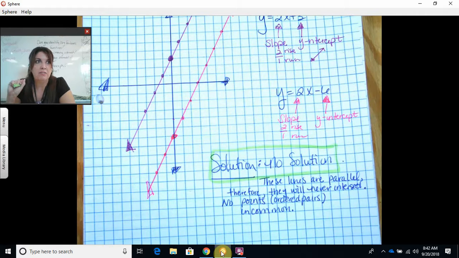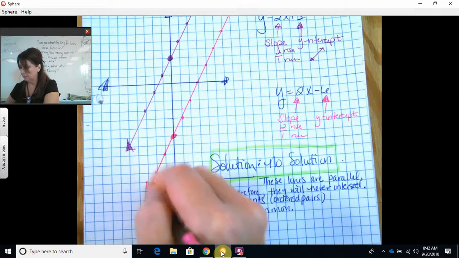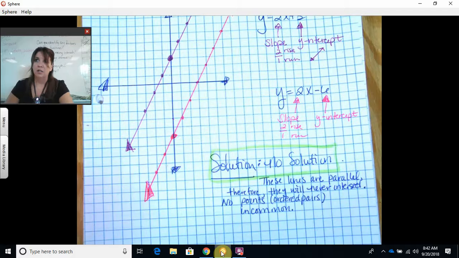So if they intersect one time, the answer is the ordered pair where they intersect, okay? A lot of times, say kids will get a problem like this, and they'll tell me the answer is parallel lines. The answer is not parallel lines, the answer is no solution, okay? Not parallel lines, they're parallel, therefore there's no solution. Does that make sense? All right, anybody have questions about this?